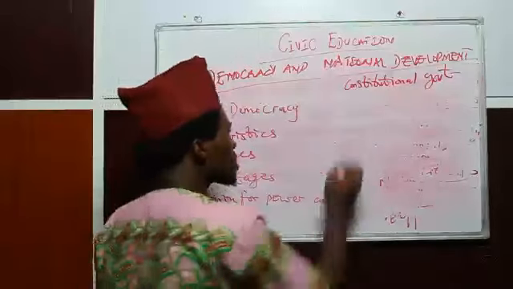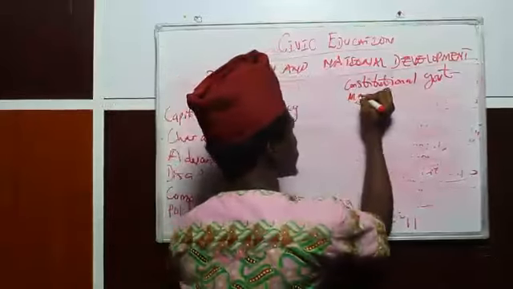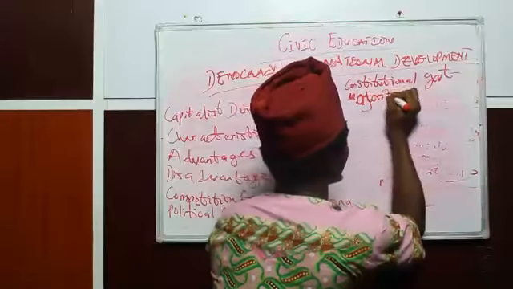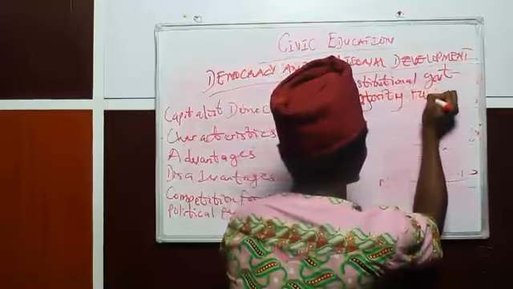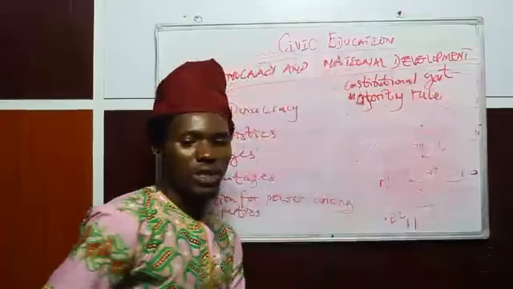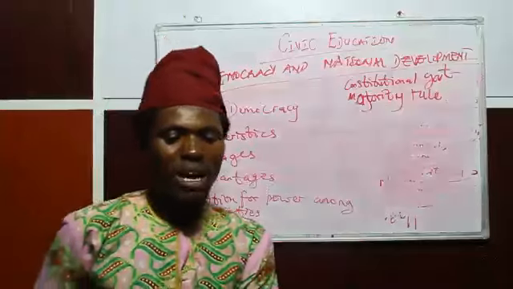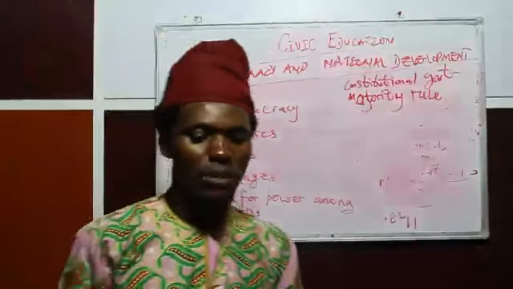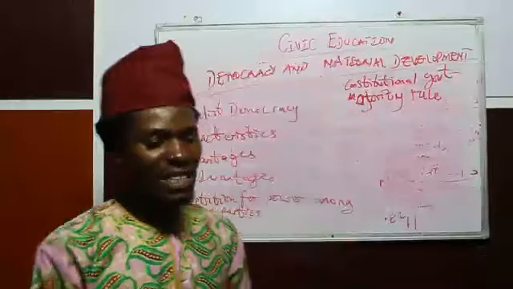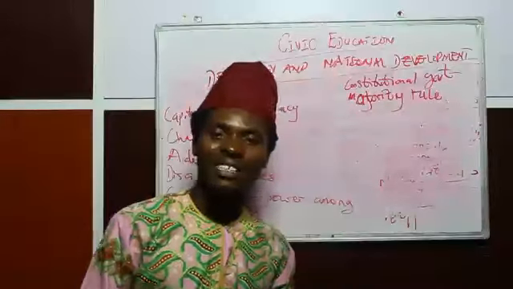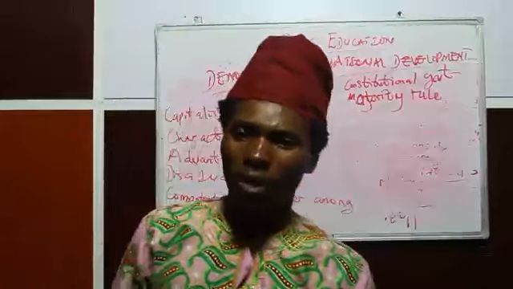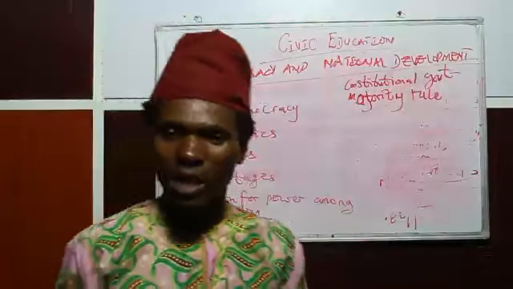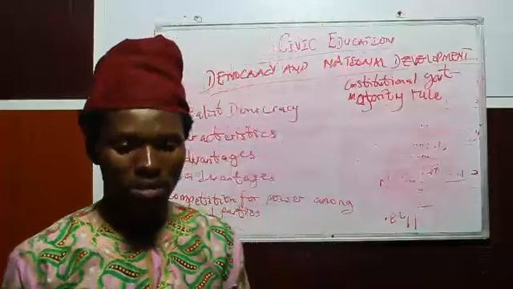Then, majority rule. This type of system is by the rule of the majority, which implies that government should not take any decision that is against the desires of the majority of the country. Whatever the majority of the masses are saying is what the government has to imbibe.